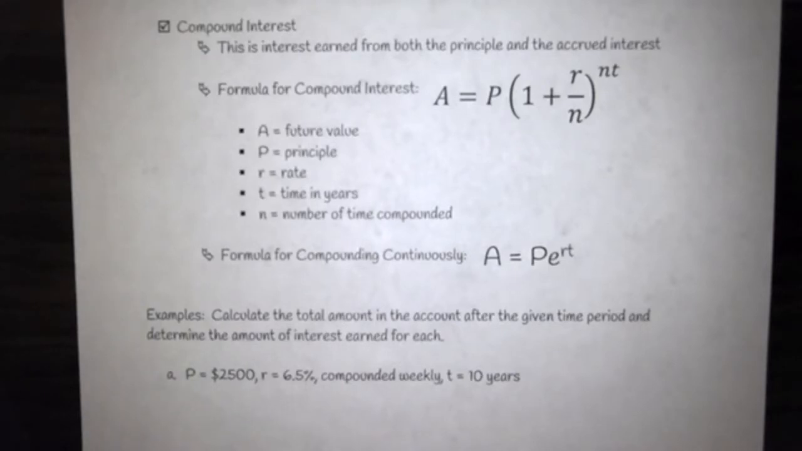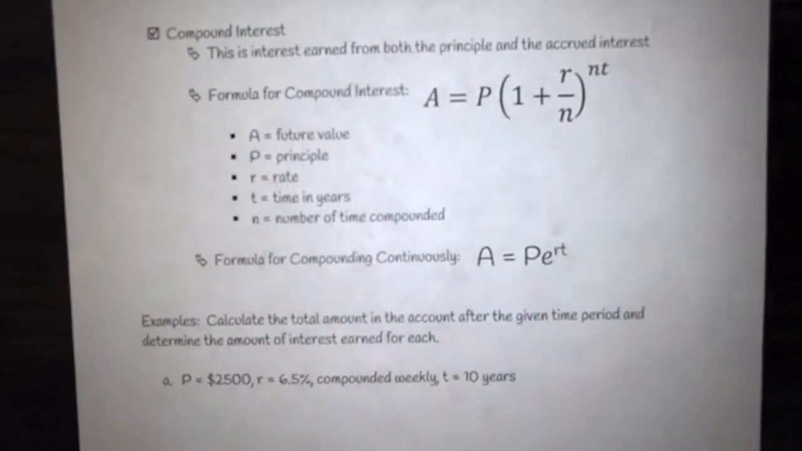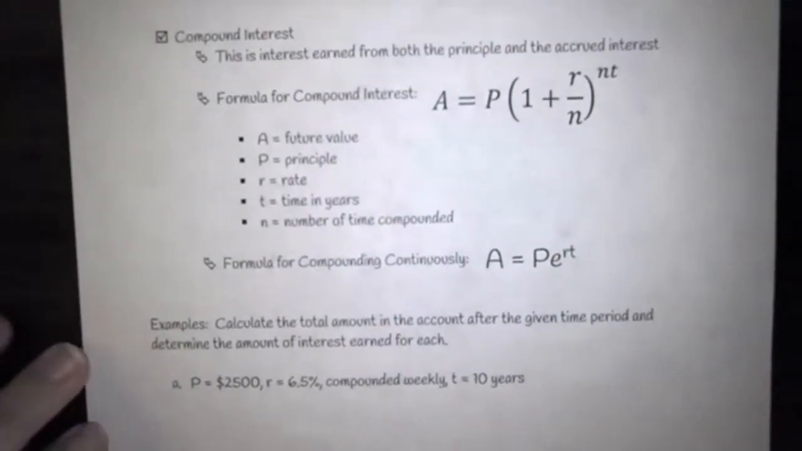Now the other formula we have is called compounding continuously. The only time that you are going to use your PERT formula, P-E-R-T, is if you are specifically told that you are compounding continuously in the equation. Otherwise, if you don't see the word continuously, then you're using the other formula.